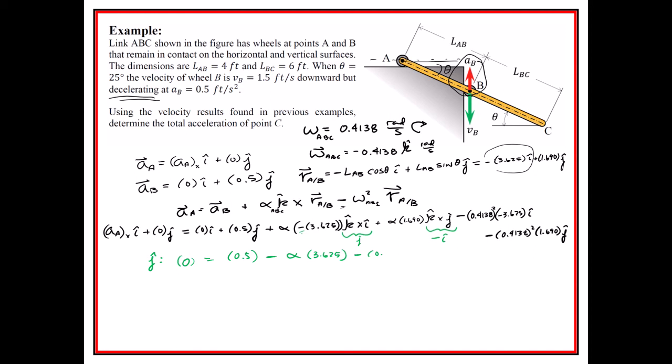Oh, by the way, this was a minus right here, but it was a minus inside there. By the way, that minus was inside, so we didn't have to worry about it because it got squared. But if we were going to be correct, that minus needed to be right inside there. I guess I didn't work out what the number was. 0.4138 squared times my 1.690 right there.